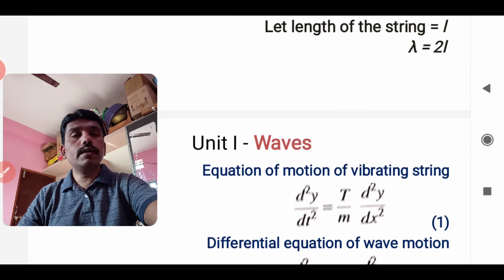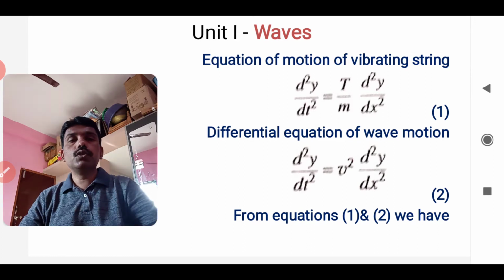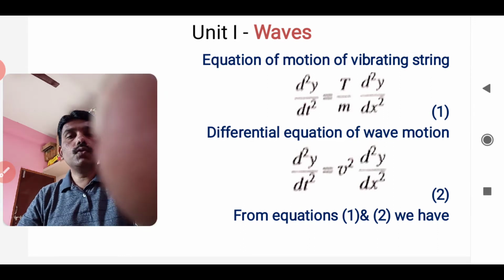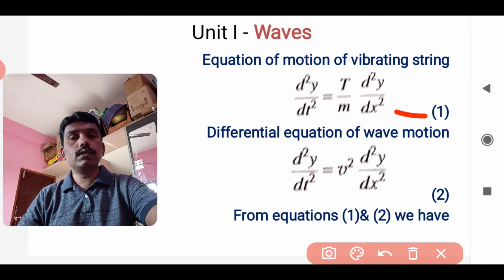As in the previous session, or yesterday's session, we have seen in detail the equation of motion of a vibrating string, and that equation of motion is d2y by dt square is equal to T by m into d2y by dx square. Suppose this is equation number 1, the equation of motion of the vibrating string. Then the differential equation of wave motion has similarities as far as the relationship is concerned.